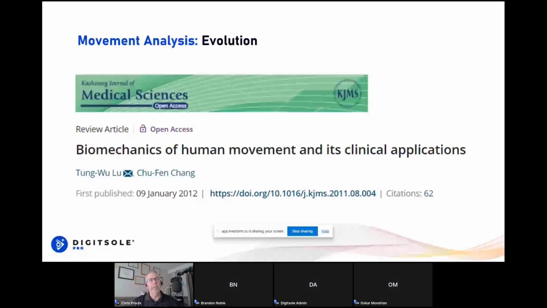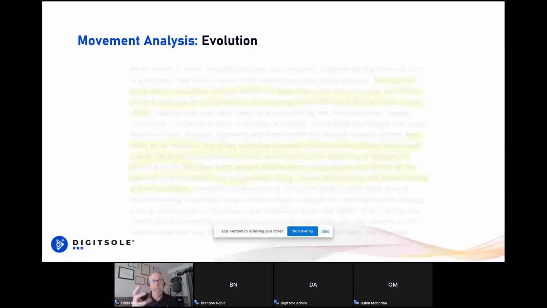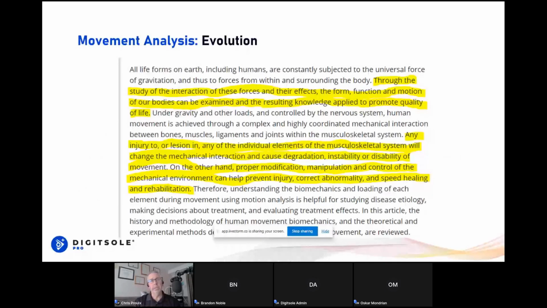So as a result of this technology, it's also created some evolution in the clinic setting. I really like this quote by Lu and Chang, because it brings together the addition of the technology and the development of the products that we have available to us. And incidentally, as a result of technology, the prices also are reduced dramatically. But their implication is that through the study of all of these forces and movements and interactions, it allows us to have some insight as to the quality of life.